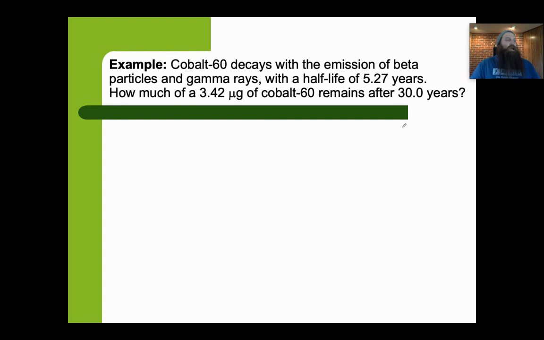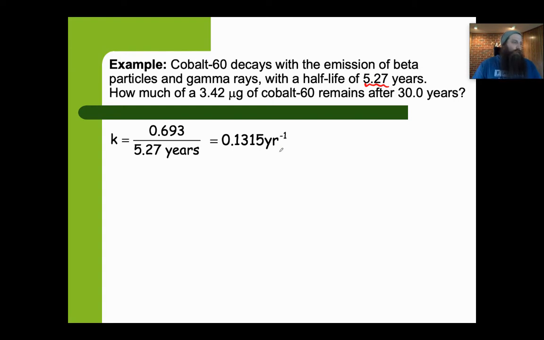So let's see one of these in action. Cobalt-60 decays with the emission of beta particles and gamma rays with a half-life of 5.27 years. How much of a 3.42 microgram sample of cobalt-60 remains after 30.0 years? Well, the first thing I need is to find k. I know I need k because I need to use my integrated rate equation. I know that k is the natural log of 2 divided by the half-life, and it gives me the half-life right here. So I'm going to do that first.